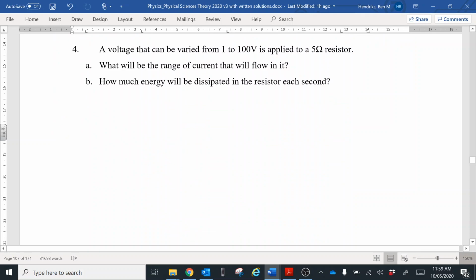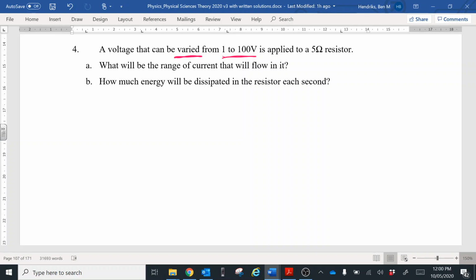Alright, in question 4, we now have a voltage that can be varied from 1 to 100 volts, so we can set it. We might have a power supply or a power pack where we could change the volts like that, and it is applied to a 5 ohm resistor. What will be the range of currents that will flow in it?